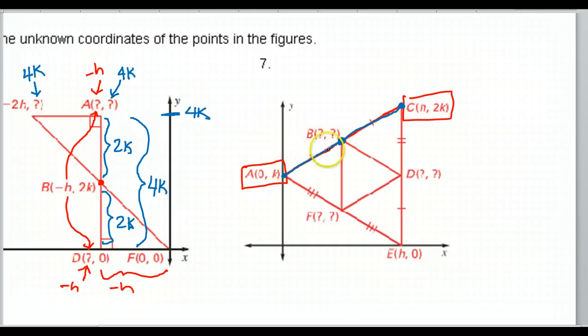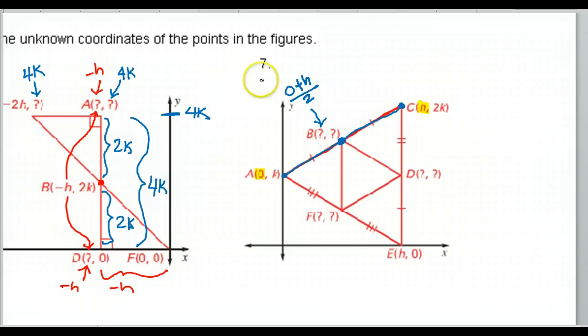Alright, so all we need to do is set up the midpoint formula. If I want to know the value of this question mark right here, it's because this is the midpoint, that should be the average of the x values. My x values are 0 and h. So that would look like this: 0 plus h divided by 2.